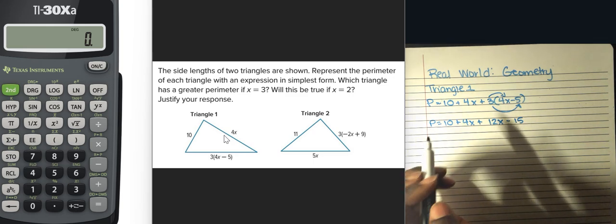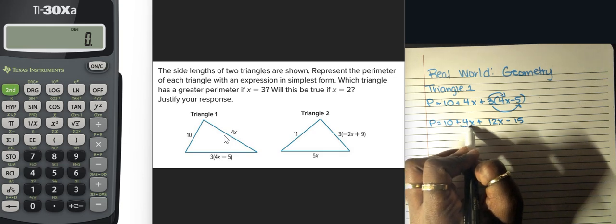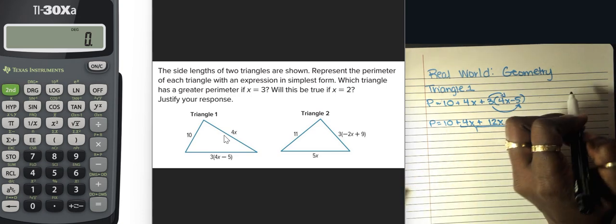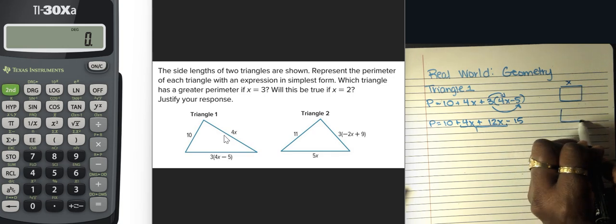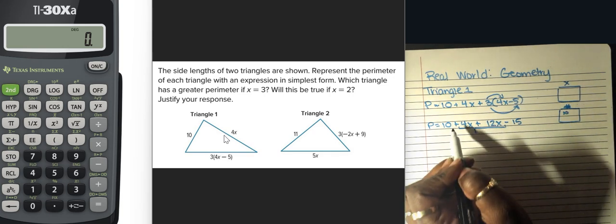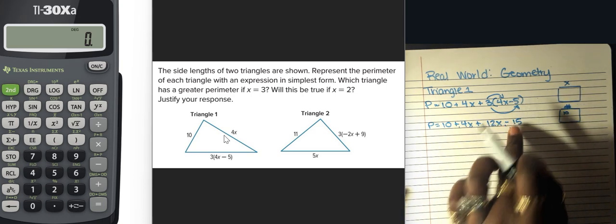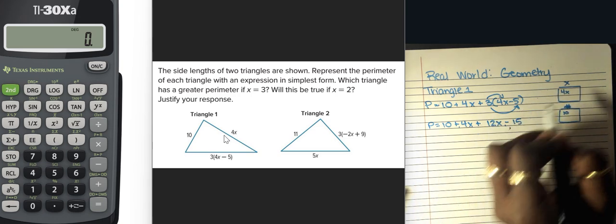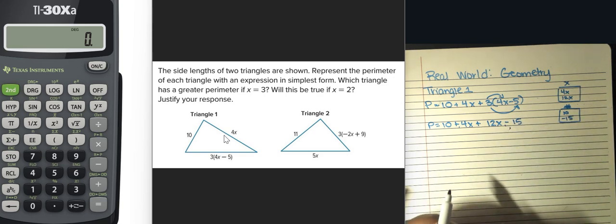Now what we need to do is combine like terms. So remember those bins, we see that we have x's. So I'm going to combine those. If I just did that bin system over here, we have our x's and we have our constants. So the 10 is going to go into the constant. That's a positive. The 4x is going inside of the x bin. That's a positive. 12x also goes into the x bin, and then negative 15 goes into the constant bin.